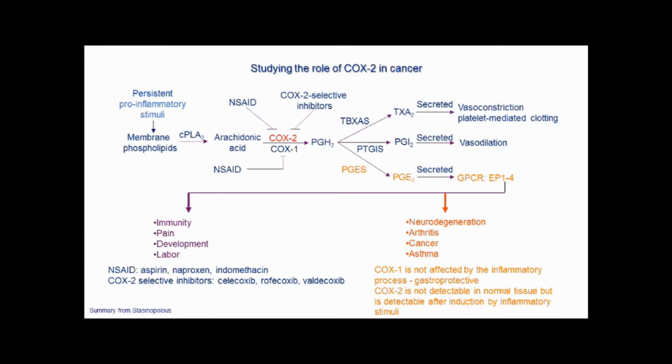So now, of course, as you've all heard before, there are various anti-inflammatory agents. These are non-steroidal anti-inflammatory agents that can bind to cyclooxygenase 1 and 2. And so these are your typical aspirin, indomethacin, and now there are also selective COX-2 agents. So COX-1 is not affected by the inflammatory process, and in fact is gastroprotective. COX-2, on the other hand, is not detectable in normal tissue, but is detectable after induction by inflammatory stimuli.